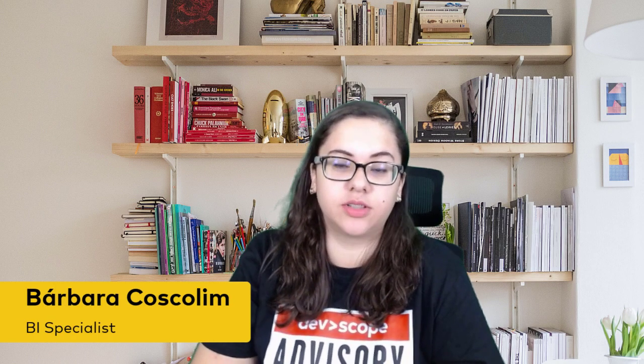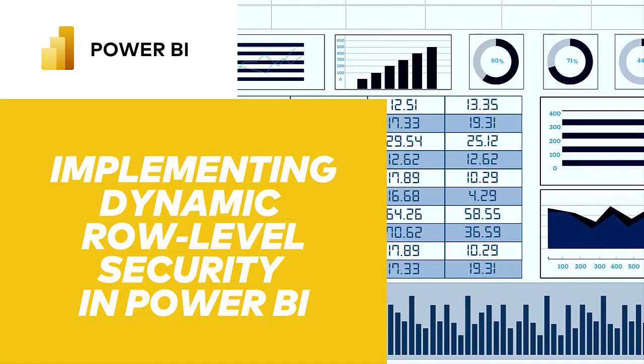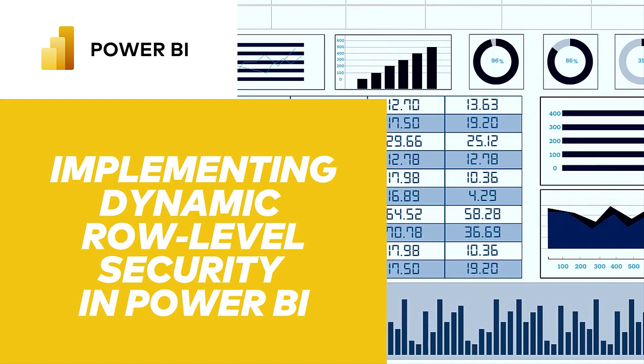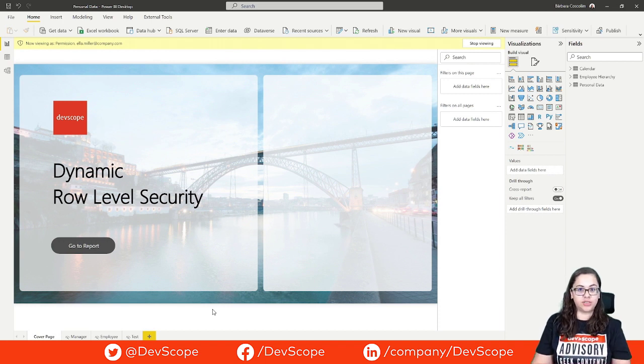Join me today as we learn about how to implement dynamic row-level security in Power BI. Imagine the scenario where a company has a hierarchy of its employees and their managers and wants to display or hide data depending on who is seeing the information. So the behavior you want is that managers can access their own personal data and also their employees' data, but an employee only has access to his own personal data.